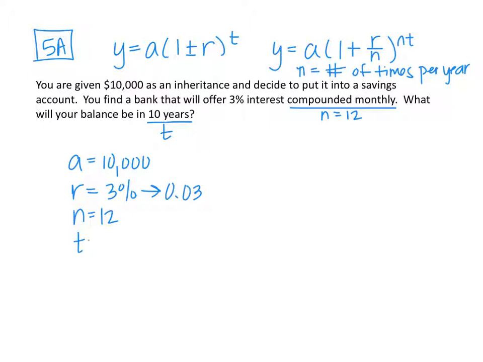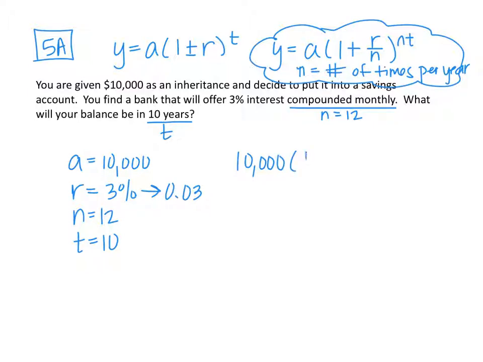And then what will your balance be in 10 years? 10 is the unit of time. So we're going to plug that all into this equation up here. 10,000 is A, 1 plus the rate, 0.03, over 12, to the nt. So 12 is n times t, which is 10. And then we would simplify all that.